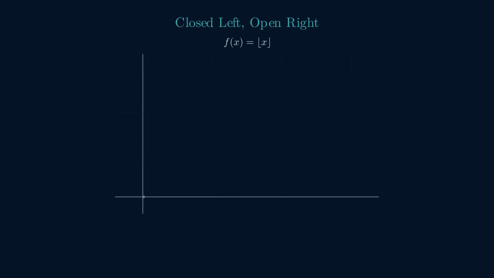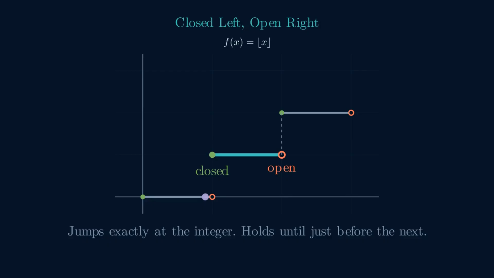Zoom in on one step. See that solid dot at x equals 1? That value's included. The hollow circle at x equals 2 isn't. So the rule n less than or equal to x, less than n plus 1 means the floor is 1 across the whole stretch, then snaps up the instant you hit 2. Closed left, open right. The jump happens exactly at the integer.